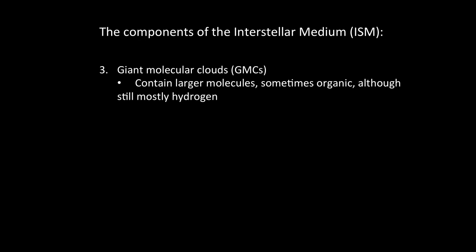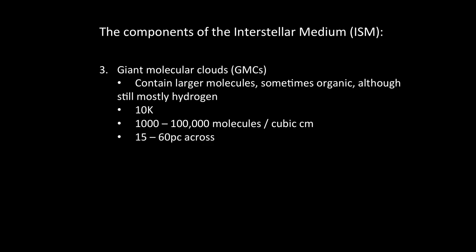These contain larger molecules, which are sometimes organic, although they're still mostly hydrogen. They're very, very cold, around 10 degrees Kelvin, and a lot denser than H1 regions or the warm or hot intercloud medium, 1,000 to 100,000 molecules per cubic centimeter. They tend to be around 15 to 60 parsecs across, and these are the things that are often seen as dark nebulae. So we've seen some examples of these before.